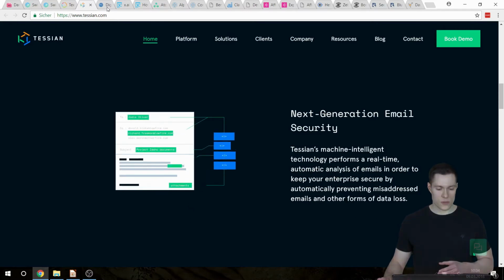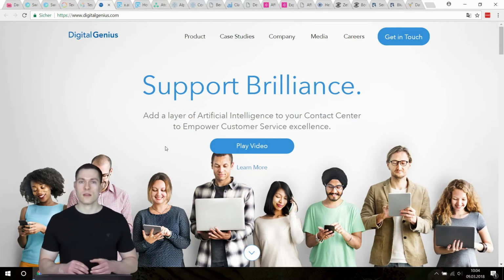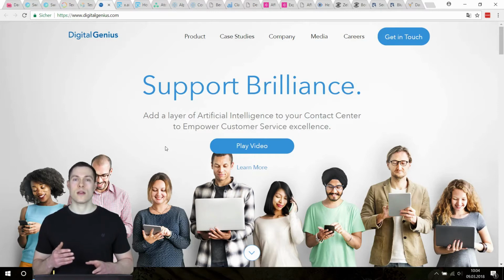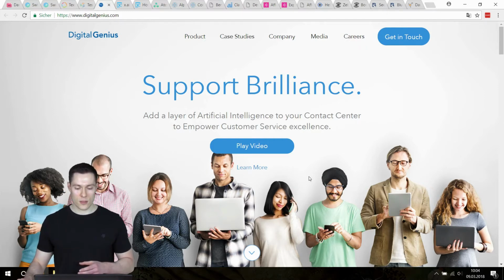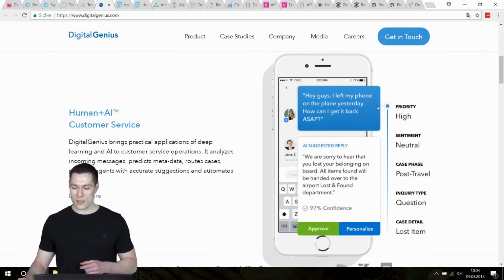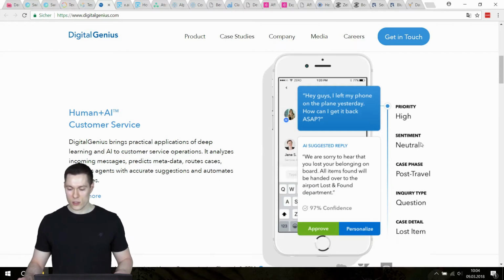The next example comes from DigitalGenius, and they deal with the fact that today customers can directly interact with companies via social media. And the more and more people do that, the more the companies start to struggle to respond to all these requests. And that's why chatbots are a huge field for machine learning. And what their chatbot does is it automatically analyzes a request, for example, what the priority is, what the sentiment is, or what it's generally about. And based on that, then it routes this request to the department that would be responsible for that. And then more importantly, it also automatically creates an appropriate response. And the customer service rep then only has to approve or slightly personalize that.